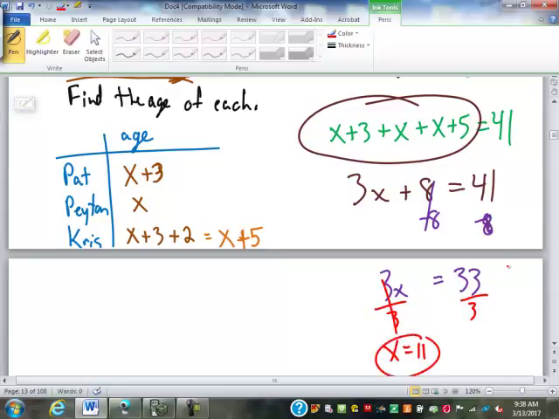So again, we have to make sure we answer the question, which was find the age of each. X is 11. That is Peyton's age. Pat is going to be X plus 3. So 11 plus 3 is 14 for Pat. Chris is X plus 5. So 11 plus 5 is 16 for Chris.